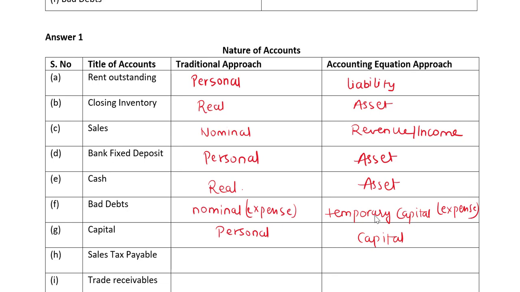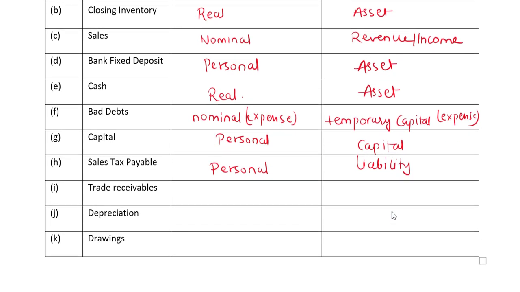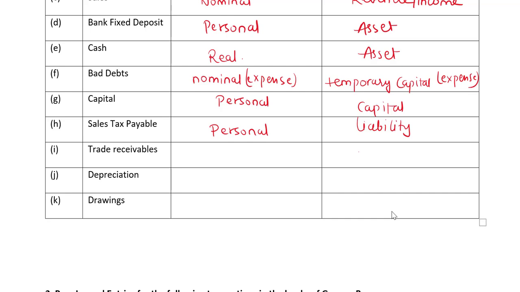Sales tax payable. Personal account as per traditional approach. Representative personal account. Artificial personal account. Sales tax department is an artificial personal account. And over here, because you need to pay it, it's a liability for the business. Trade receivable, so it's an asset for the business and trade receivable is personal account as per the traditional approach.